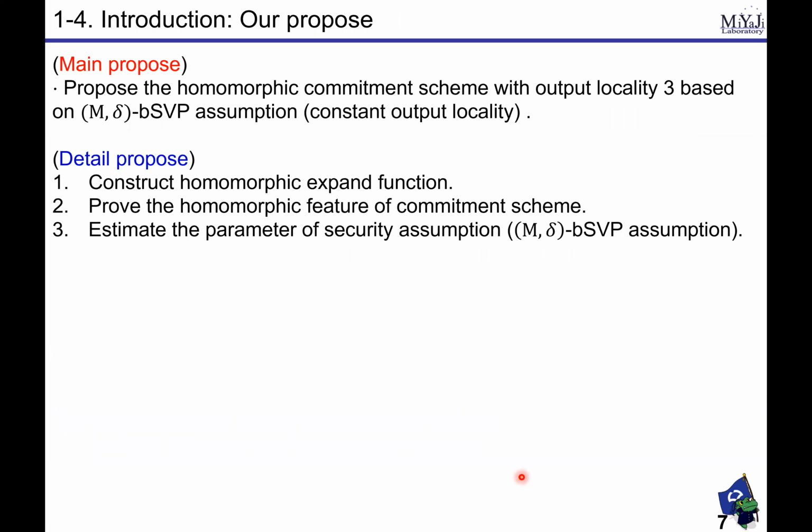So this is our main proposal. We propose a homomorphic commitment scheme with upper locality 3, which is constant upper locality, and based on the M delta bSVP assumption, which is lattice-based. To achieve this main result, we also make detailed contributions. We construct a homomorphic expand function, and we prove the homomorphic feature of the commitment scheme. We also estimate the parameters of the security assumption, which is the M delta bSVP assumption.